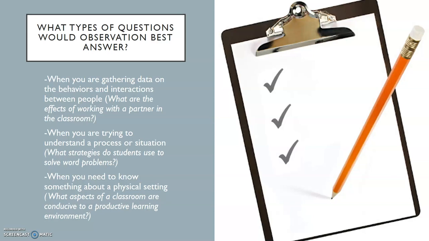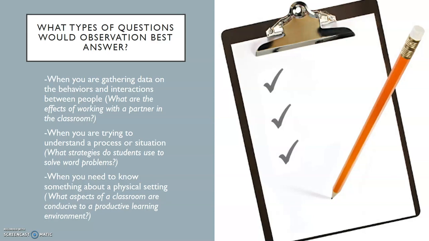What types of questions would observation best answer? So first of all, observation can help to answer questions when you're gathering data on behaviors and interactions between people, so specifically between students in your classroom, such as what are the effects of working with a partner in the classroom.